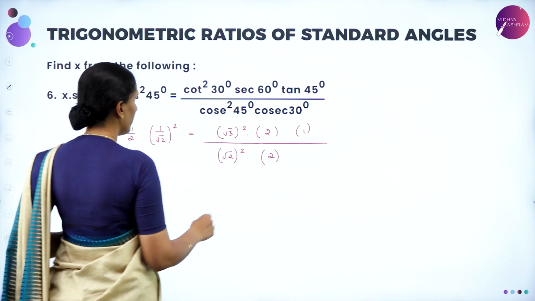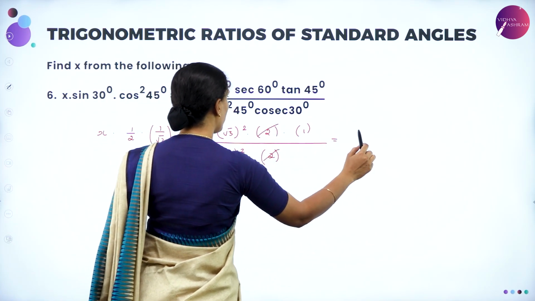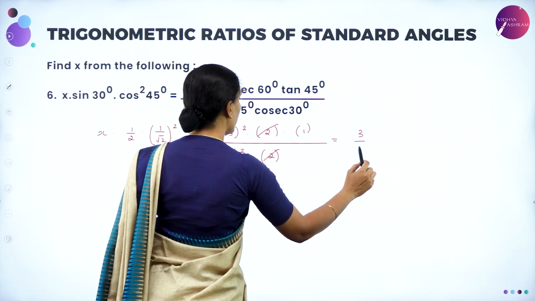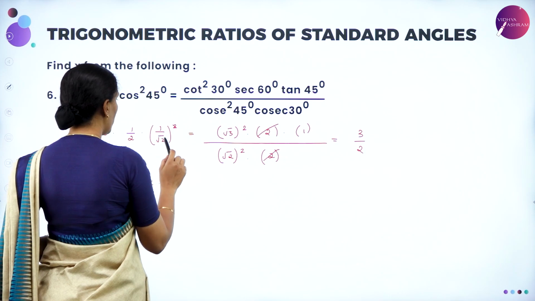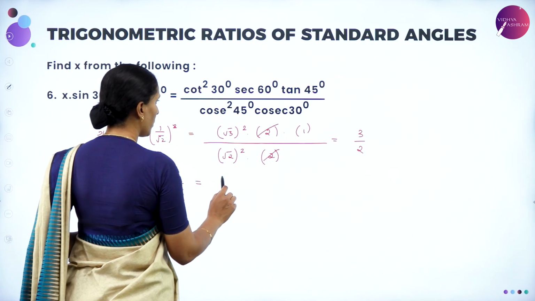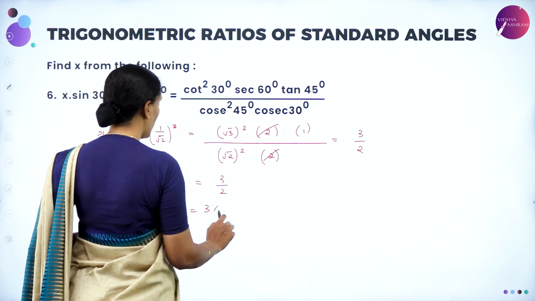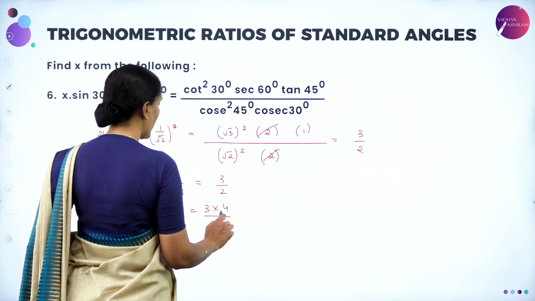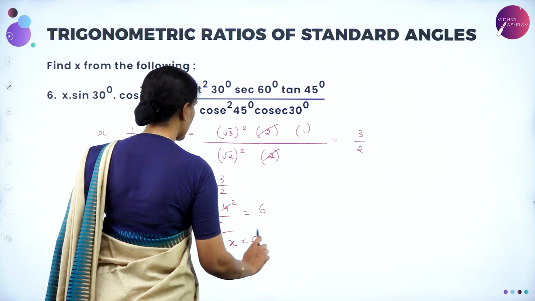Next here we can cancel 2 and 2. Then here root 3 whole square is 3, root 2 whole square is 2. Next here we have x into 1 by 2 into 1 by 2 is 1 by 4. So here we have 3 by 2. So cross multiply this, 3 into 4 by 2, 2 ones are 2, 2 twos are 4. So the value of x is equal to 6.